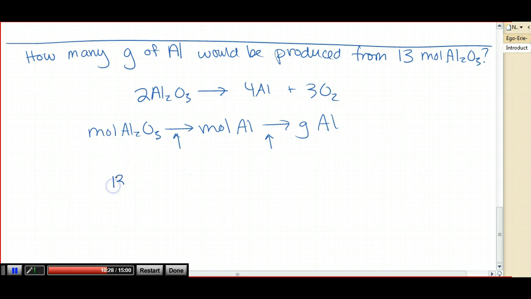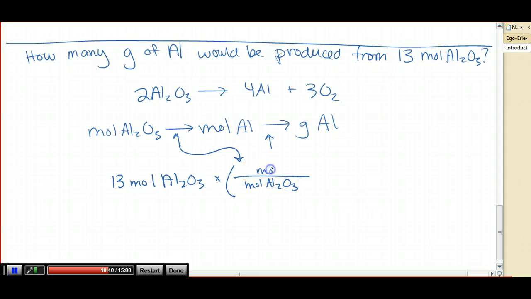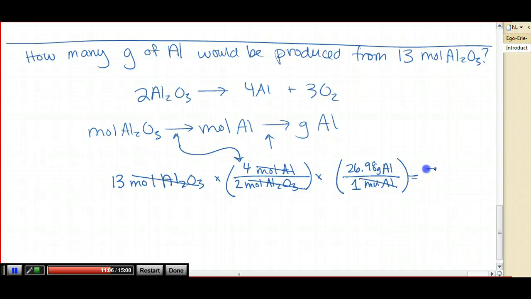So starting with 13 moles of aluminum oxide, my first conversion factor will have moles of aluminum oxide and moles of aluminum. So just like we did before, that's going to be 4 moles to 2 moles. And then you need another one that'll convert from moles of aluminum to grams of aluminum. It turns out, if you look at your periodic table, that 1 mole of aluminum is 26.98 grams of aluminum. Checking our units, moles cancels moles, moles aluminum cancels moles aluminum, and we're left with 701 grams of aluminum.